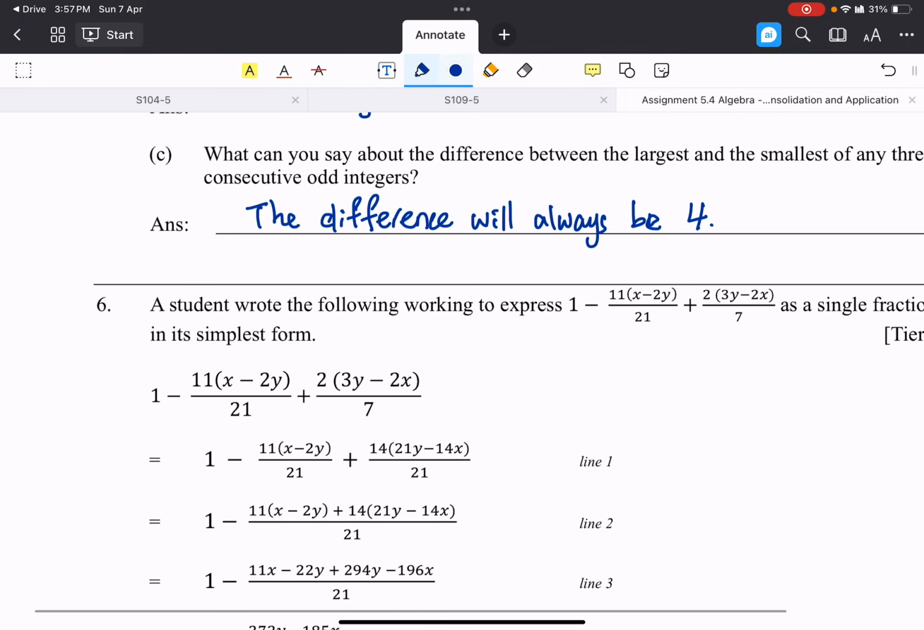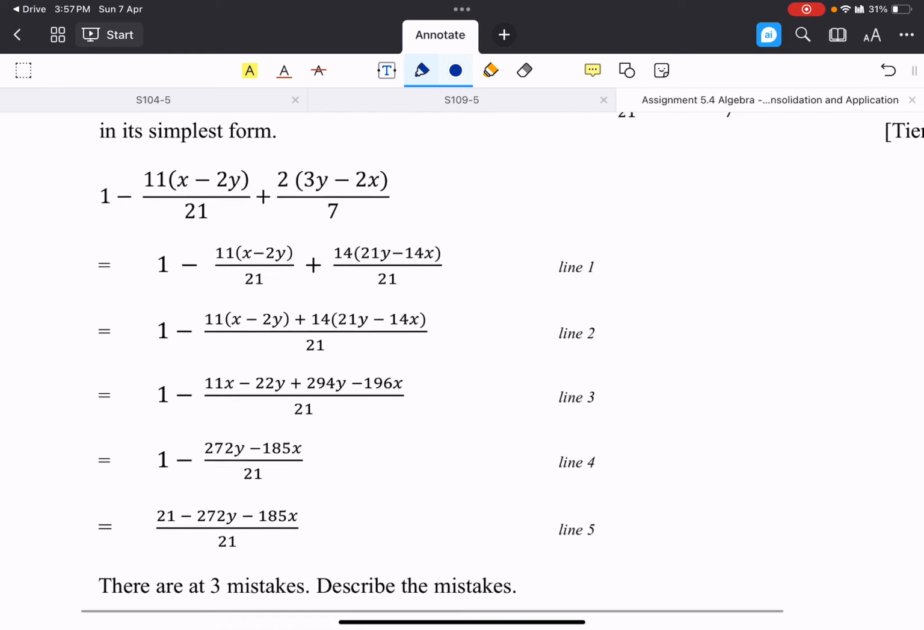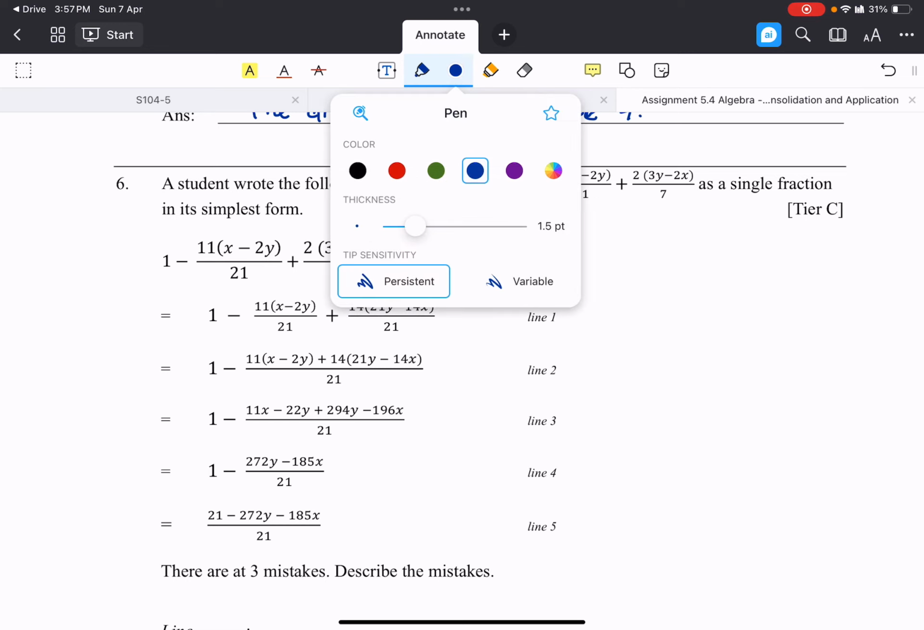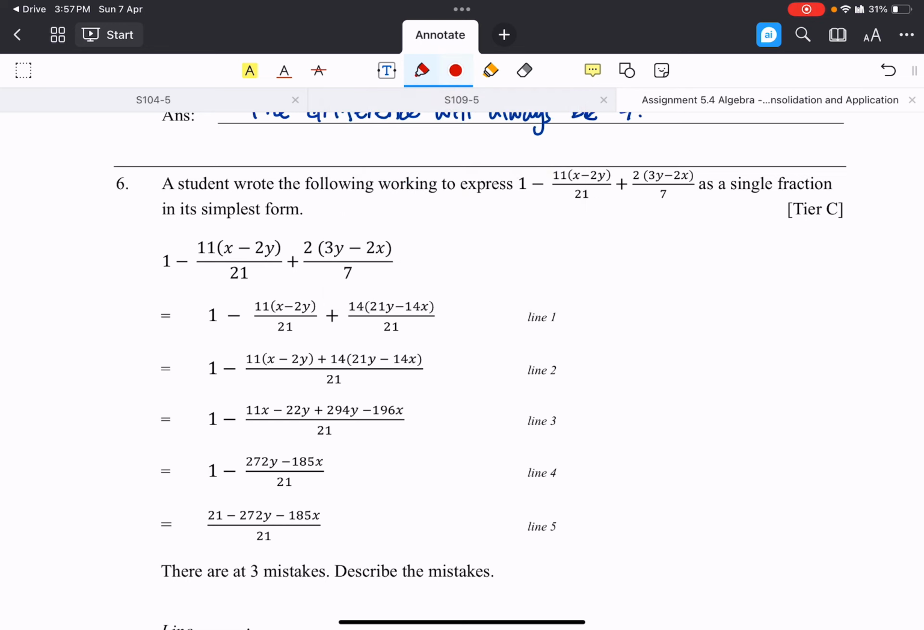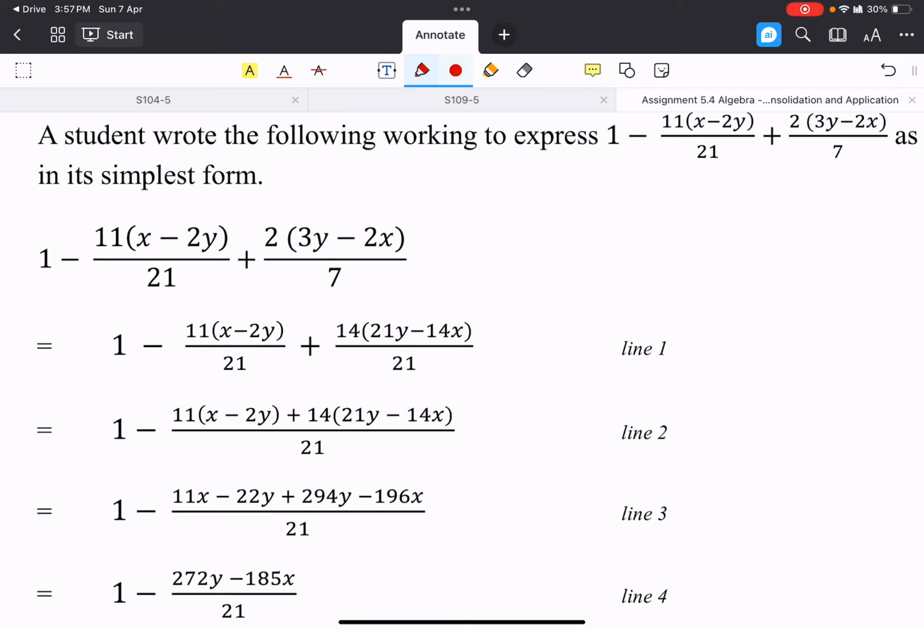Right, next one. A student wrote the following working. What we are trying to do is find the mistakes. There are three mistakes. Describe the mistakes. Maybe I'll use a red pen, because when we are dealing with mistakes, it's easier. So the first part looks fine. From 7 to 21, you actually multiply by 3. But did this student do that? If the numerator should be multiplied by 3, then this portion here should be multiplied by 3 as well. So there is the mistake.